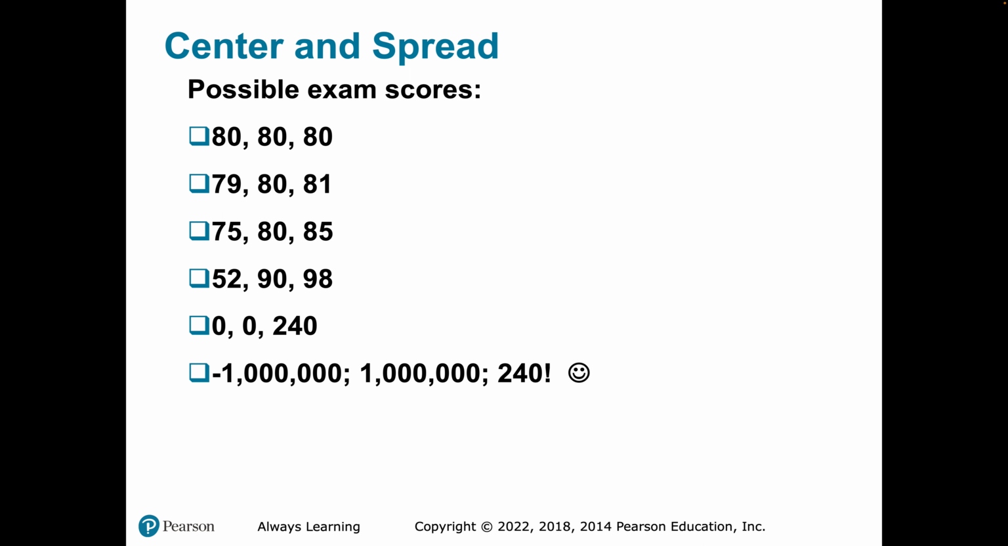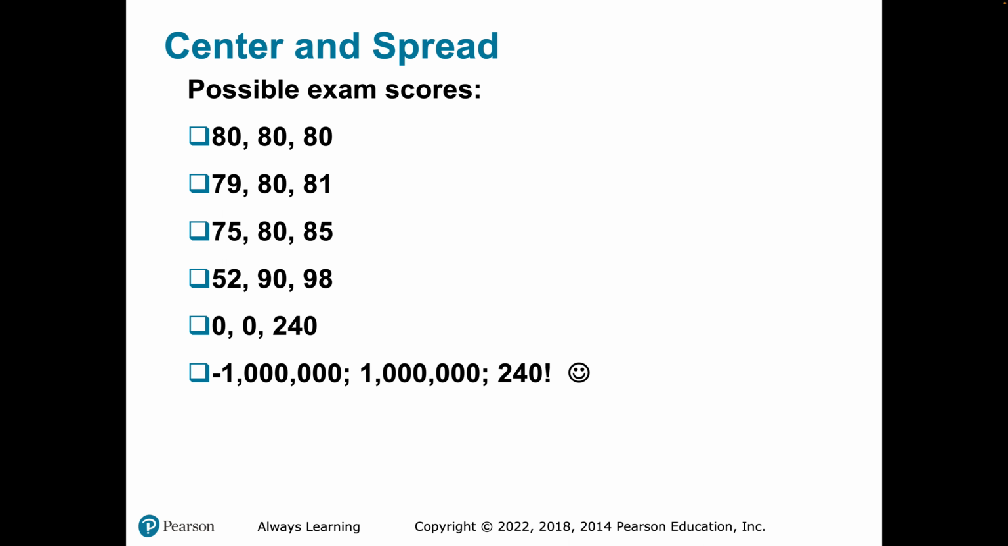But let's think about possible scenarios. It's very possible that all the scores were 80. It's very possible that maybe the scores were 79, 80, 81. Again, the sum turns out to be 240. The third example I gave you, 75, 80, 85, sum is 240. And you'll see that even I get kind of goofy down there at the bottom. You'd have to be pretty silly to get a negative million on an exam.